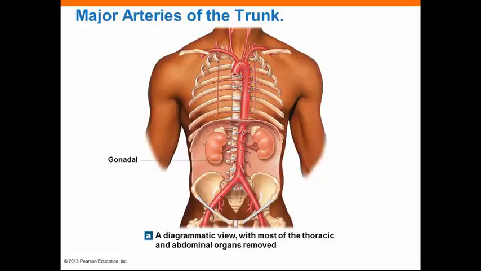Another set of paired arteries are the gonadal arteries. They originate between the superior and inferior mesenteric arteries. In males, they're named the testicular arteries, and in females, they're named the ovarian arteries. Just superior to the terminal segment of the aorta, a pair of lumbar arteries branch off and supply the spinal cord and abdominal wall.